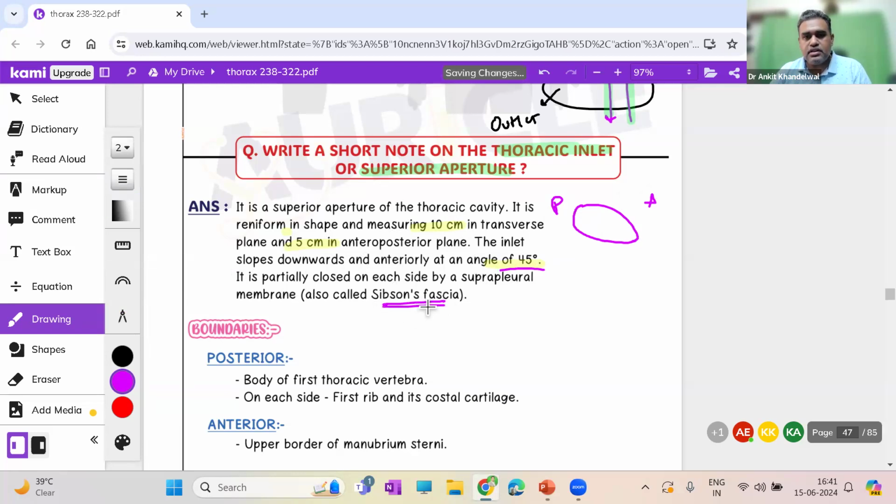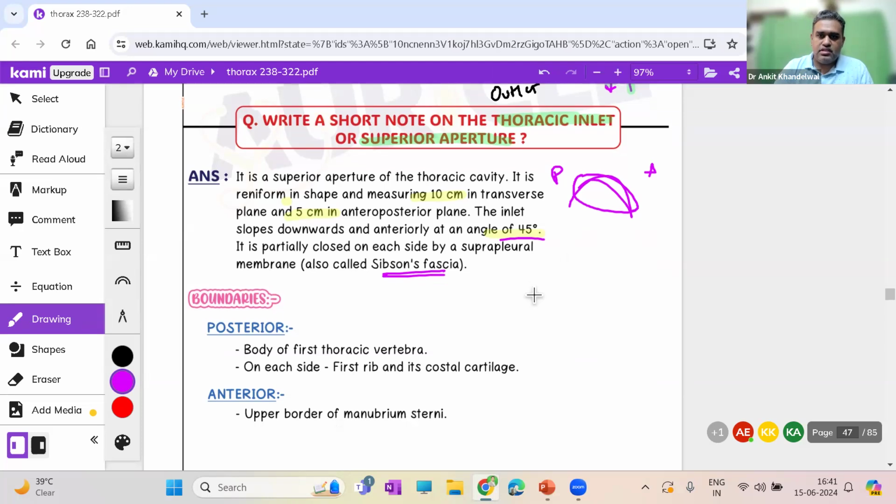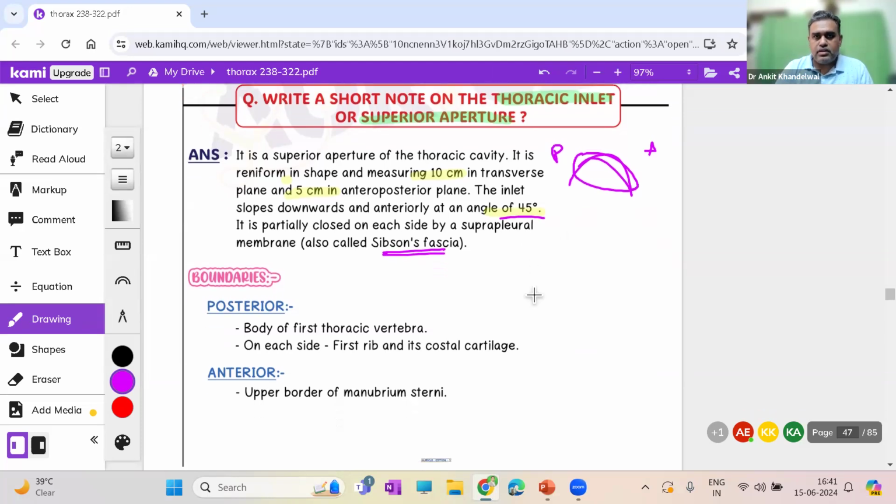And you have Sibson's fascia, you'll understand, which is covering this. So when you inhale deeply, it is not that your lung apex comes into your neck region. No, they are just covered by this fascia over here. Okay, so this is the thoracic inlet. I told you it is slanting.